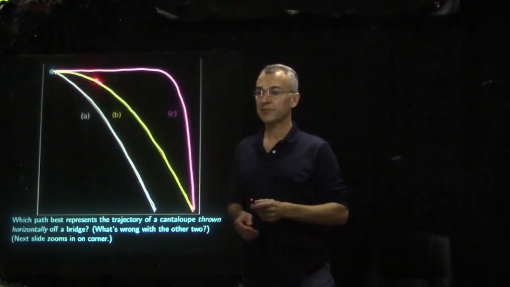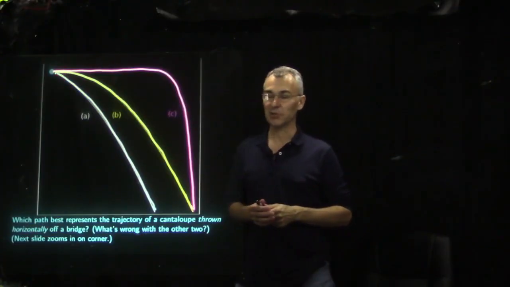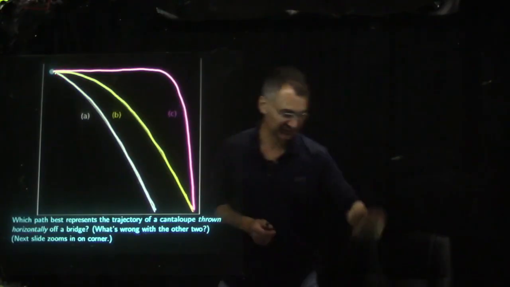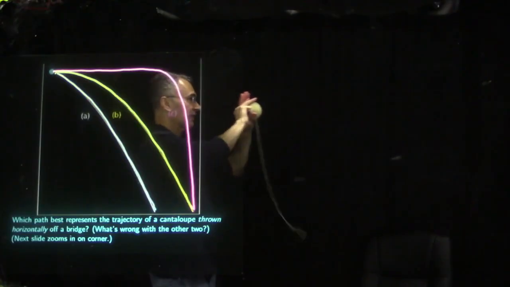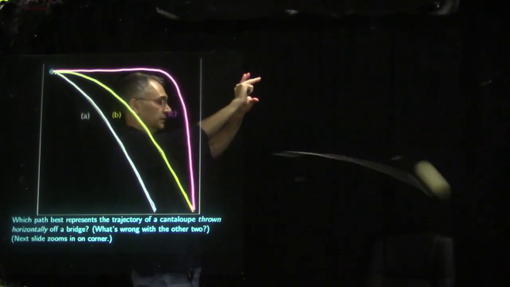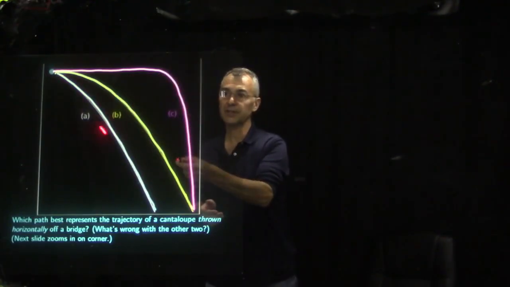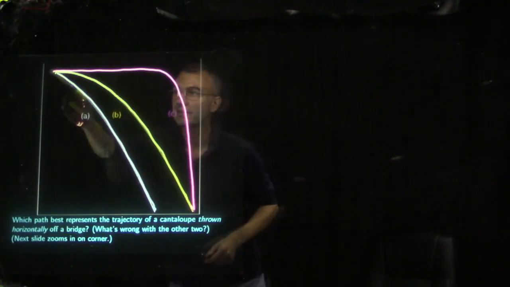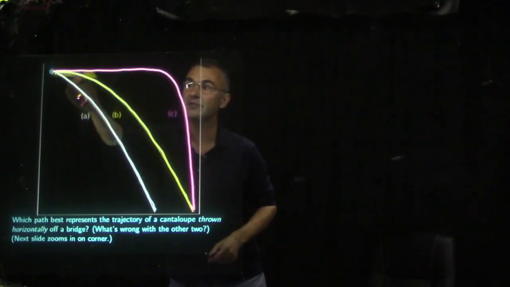Which of these three paths best represents the trajectory of a cantaloupe thrown horizontally off a bridge? Okay, so I guess I'll take my cantaloupe and I'll throw it perfectly horizontally off a bridge. So if I look at the blue or white curve here, what I don't like about it is that the tangent vector, when it's first released, seems to point a little bit downward. And we'll see a zoom into that in a moment. This one, the tangent vector initially is horizontal, so I think I like that.